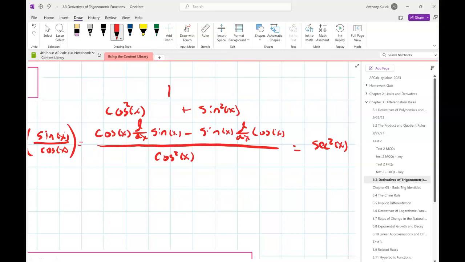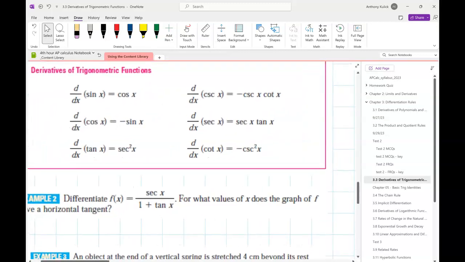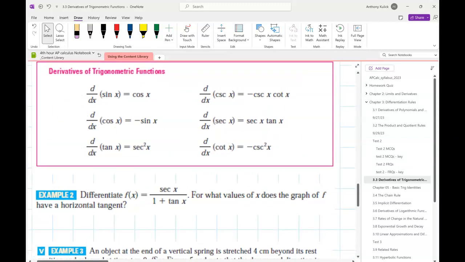Now, we could find the derivative rule for cosecant, secant, and cotangent using a similar method, just using the quotient rule a bunch of times for each of those. We're not going to do that here in class, but I'm going to summarize those identities here in this table. So this is all 6 of your trig derivatives. Do you have to memorize these? Yes.